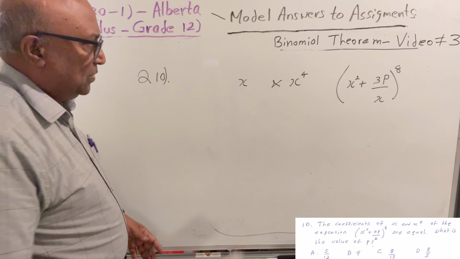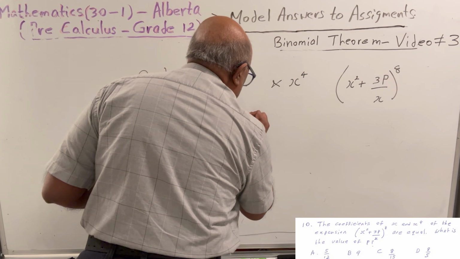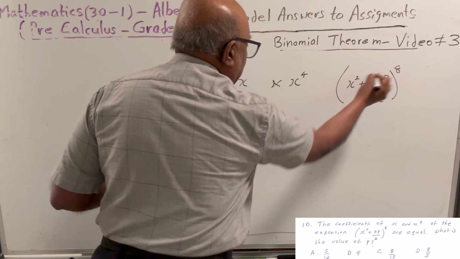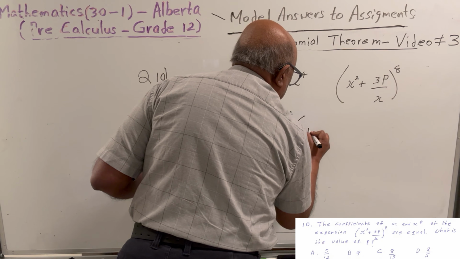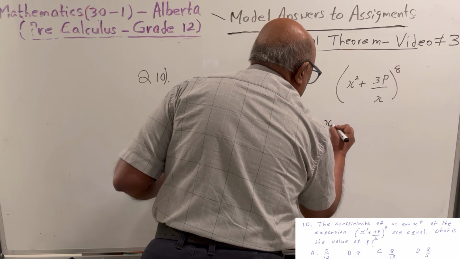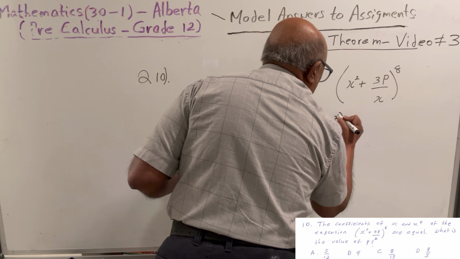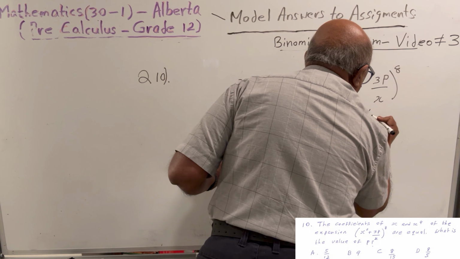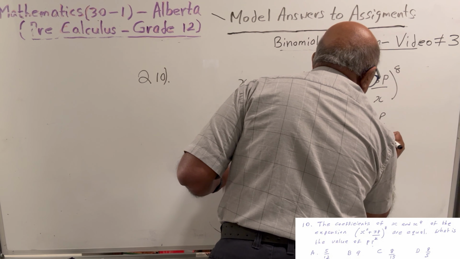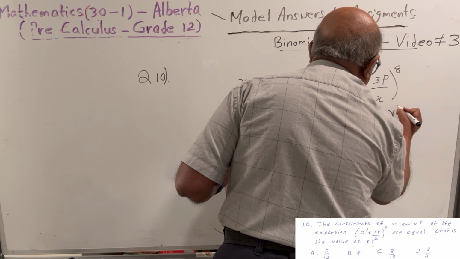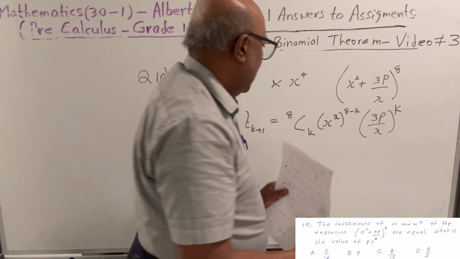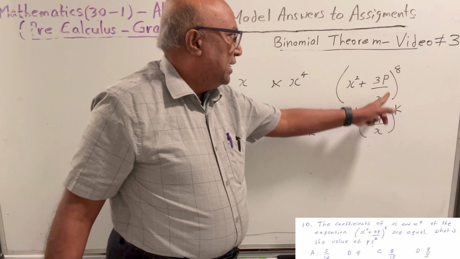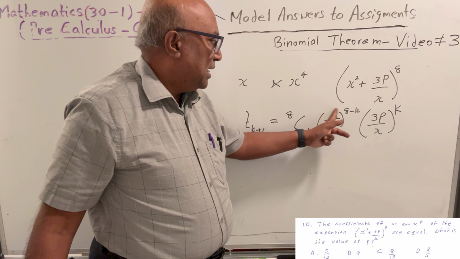Let's write the general term: T(k+1) = nCk a^(n-k) b^k. Here n is 8, a is x squared, raised to 8 minus k, and b is 3p upon x, to the power k. These are a and b.